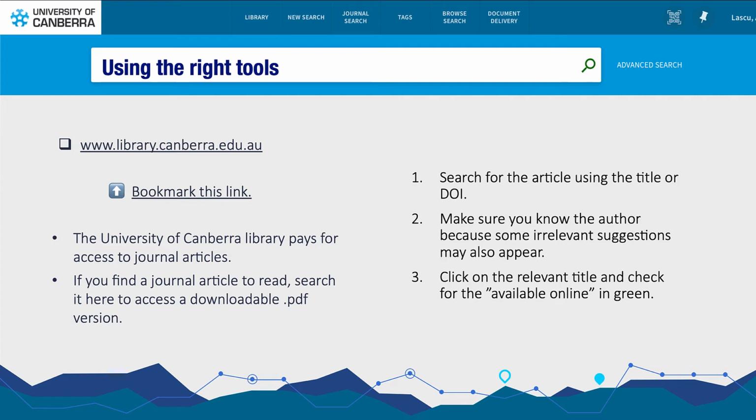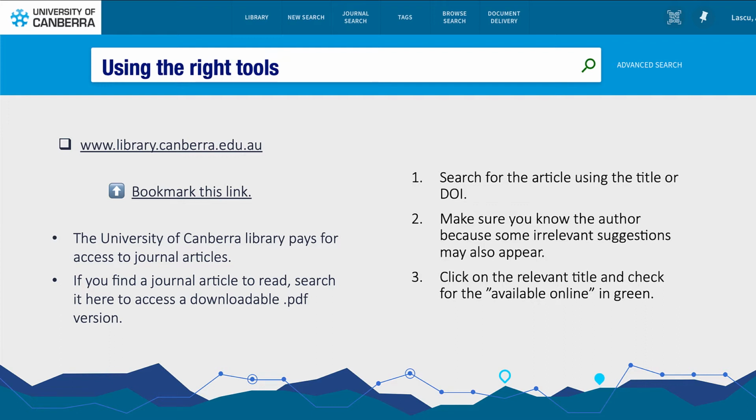So, what about using the right tools? The library website from the University of Canberra is incredibly useful. If it's something you're not familiar with, then I suggest you make it a part of your bookmarks. I use it almost every day when looking for something peer-reviewed and relevant. As long as you know what you are looking for, this is the place to go.